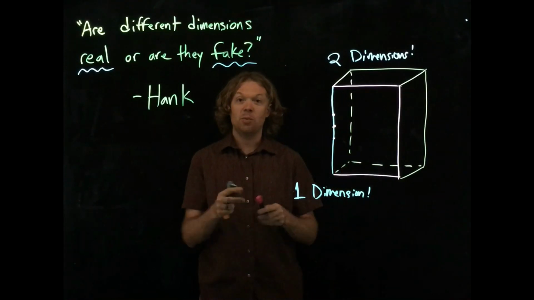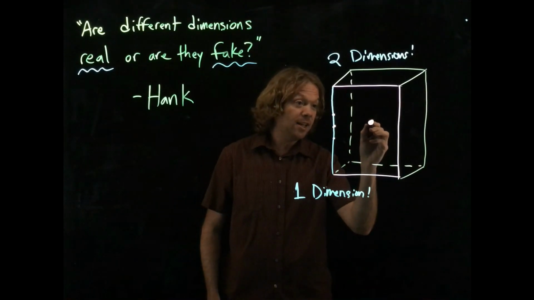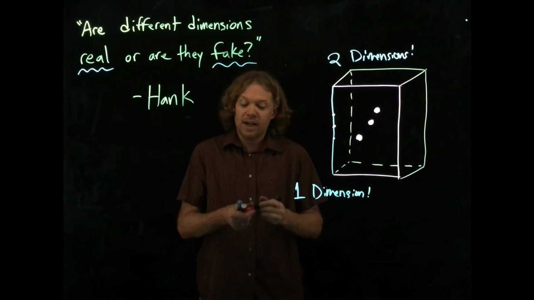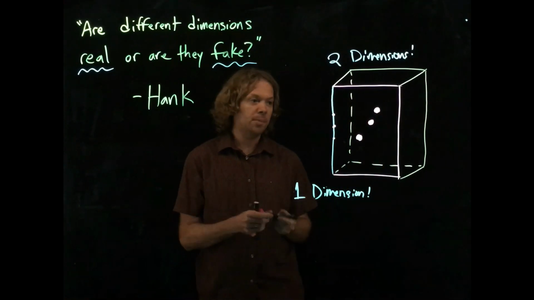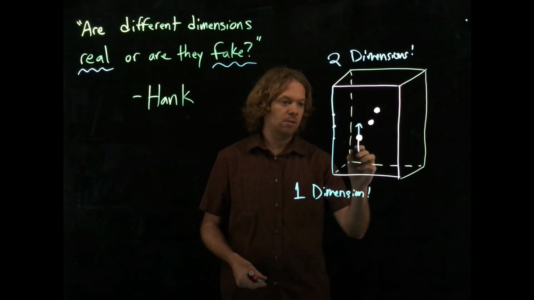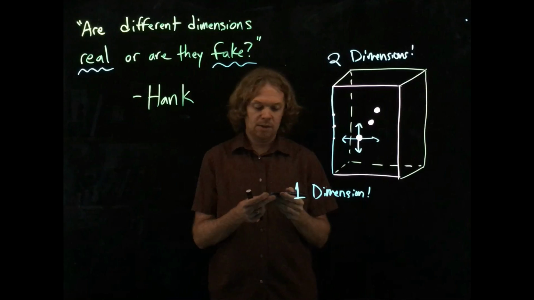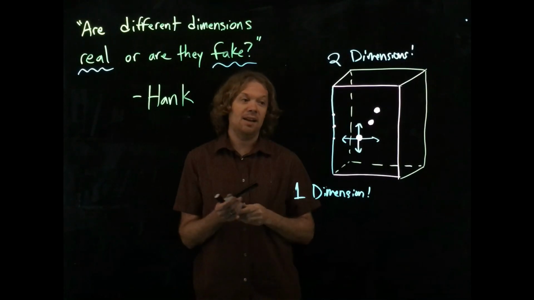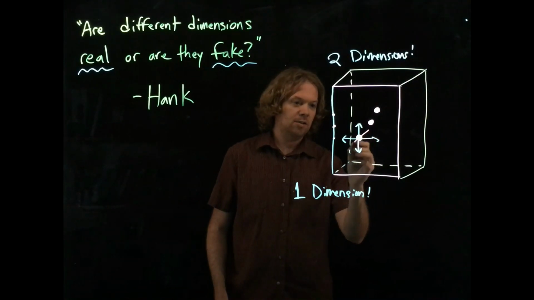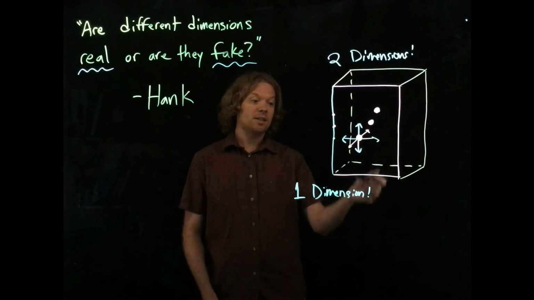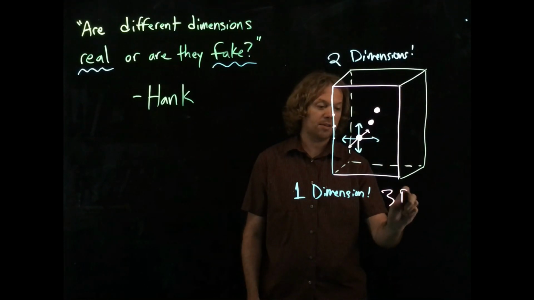So now let's consider that we're dots that live inside this three-dimensional object. What directions can we move in? Well, we can still move up and down. We can still move left and right. But now we can move in and out, right? Towards you and away from you. So this object has three dimensions.